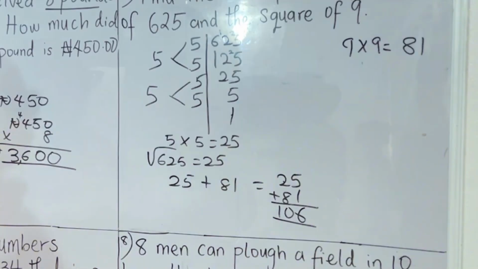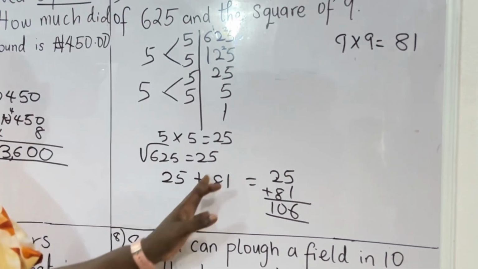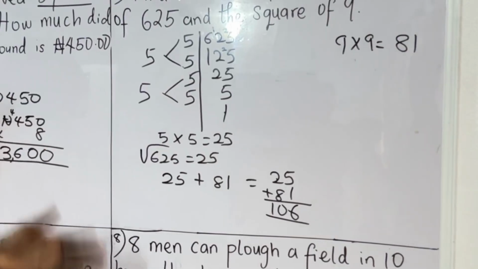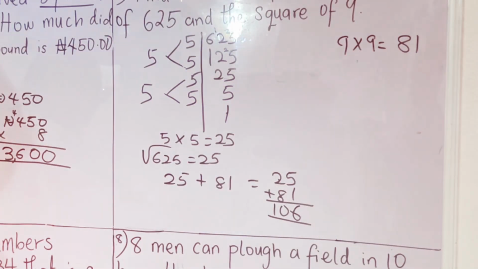Cross-check your work. You can just do a rough check. 20 plus 80 is 100. 5 plus 1 is 6. So we are correct. Next question.